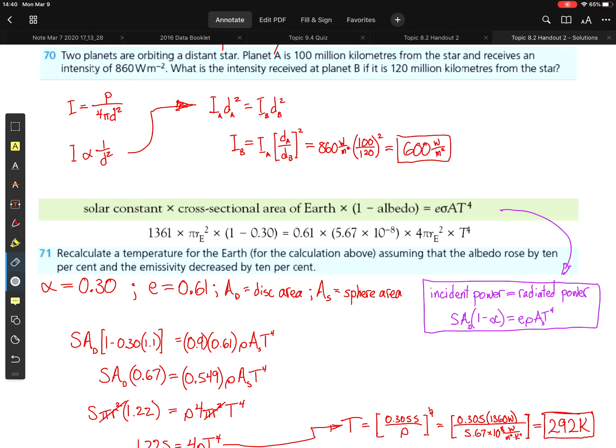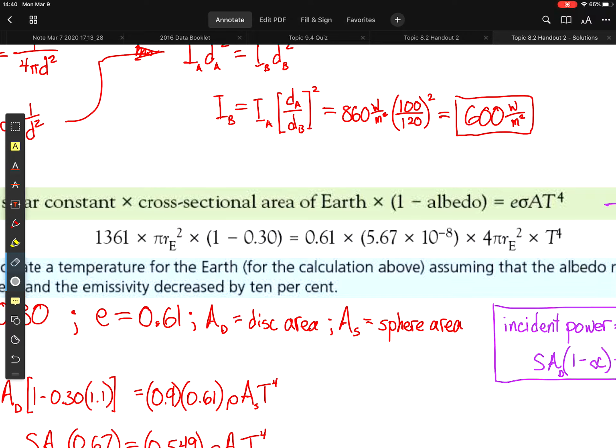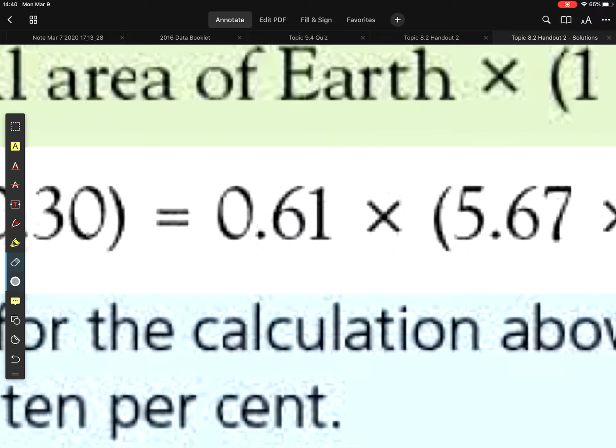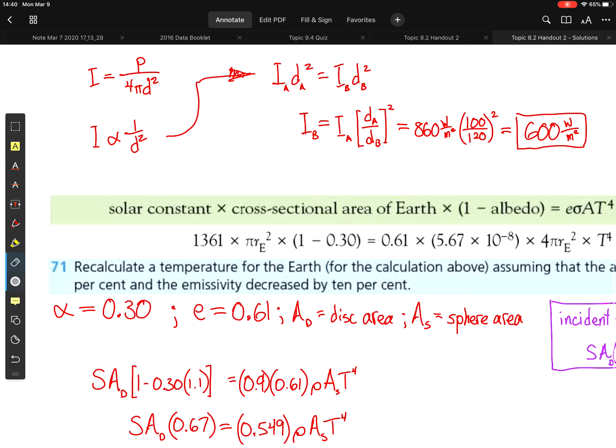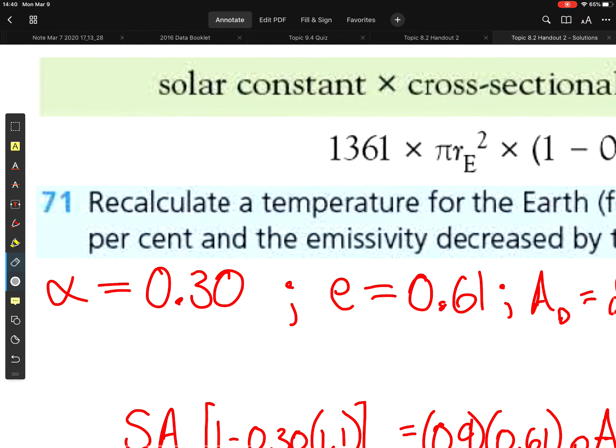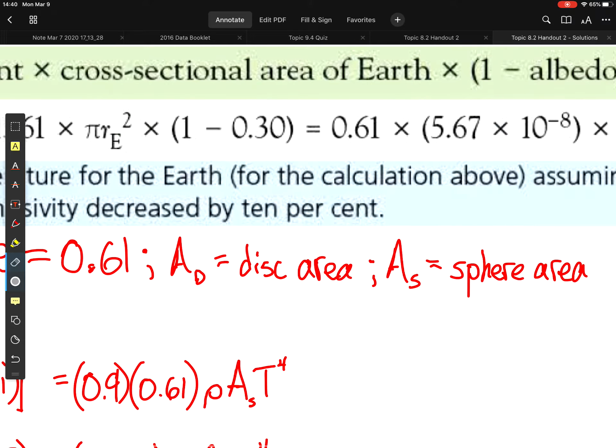Okay, so in this case, the text gave albedo as 0.3 for planet Earth, and it also gave emissivity as 0.61. Sorry, that's not super clear there. So it's important to identify those variables as I've done here. And I also identified a couple of additional variables, where A sub D is equal to disk area and A sub S is equal to sphere area.